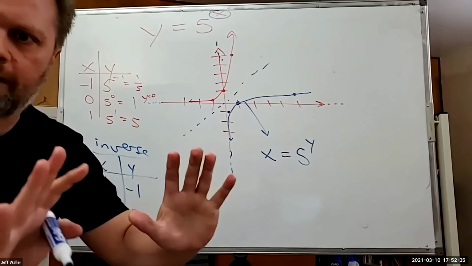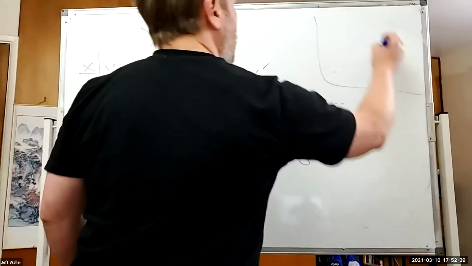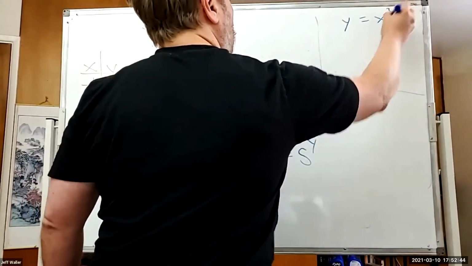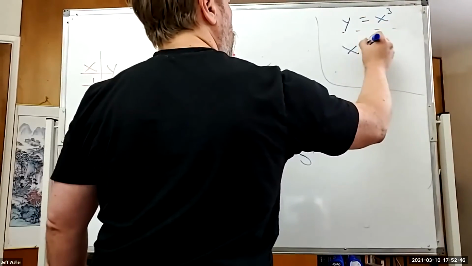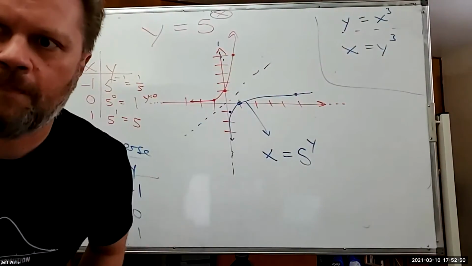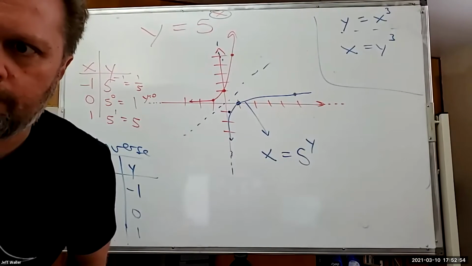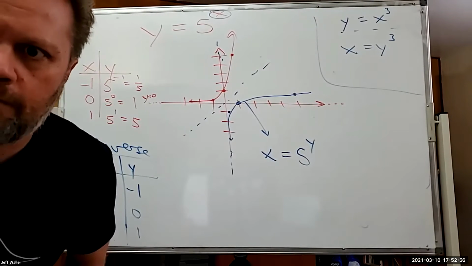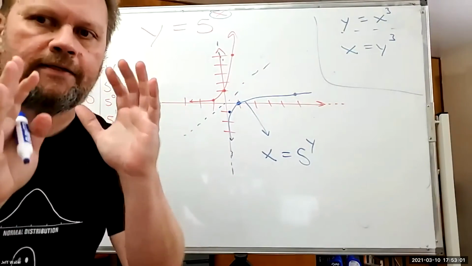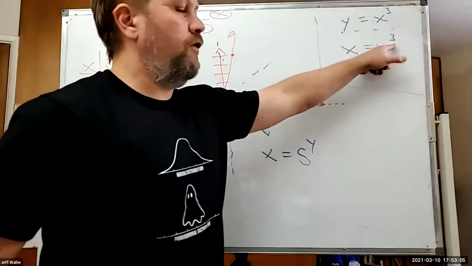All right, I really want you guys with me on this. So watch this. I want to show you a little side example. What if I had y equals x cubed? And then I switch it to x equals y cubed. Why can I go one more step? Why can I solve that for y? What do I do? Cube root.